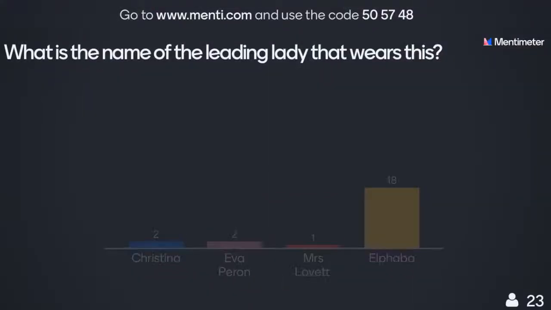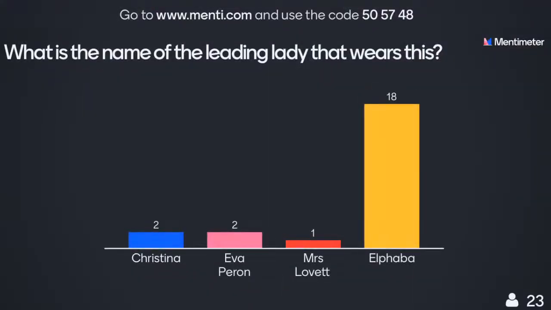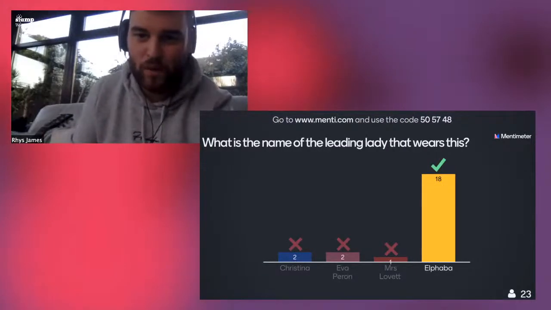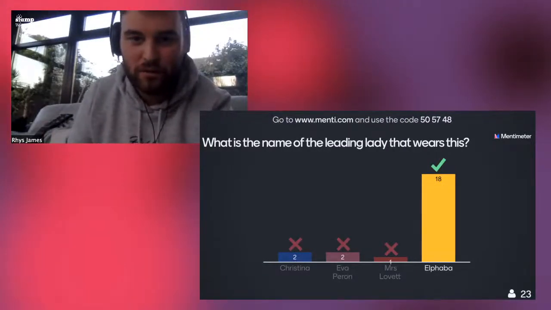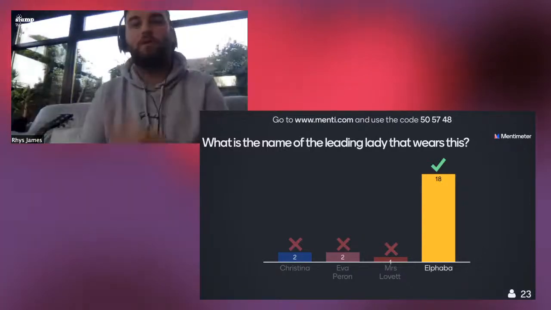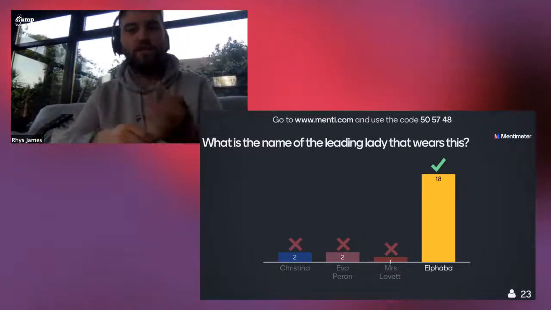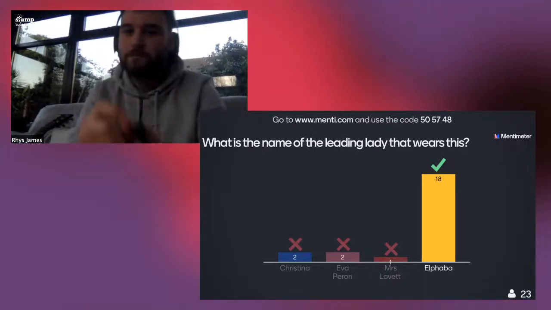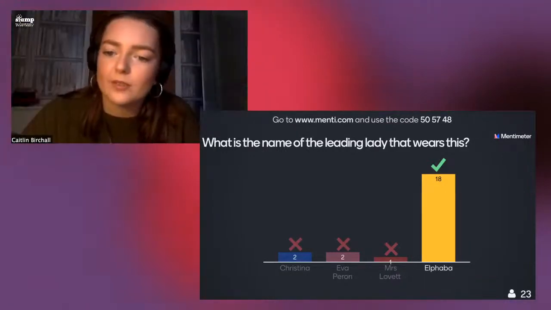Okay. Look at that. 18 people going right with Elphaba from Wicked, of course. 2 people for Eva Perón. 2 people for Christina, I'm guessing that's from Phantom of the Opera. And 1 person for Mrs. Lovett from Sweeney Todd. But most people went right there with Elphaba. Congrats.